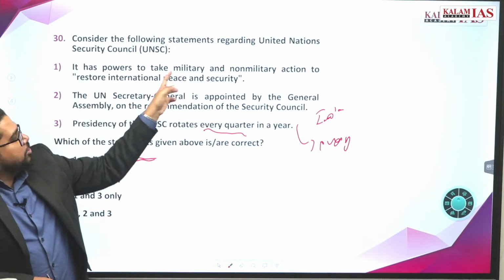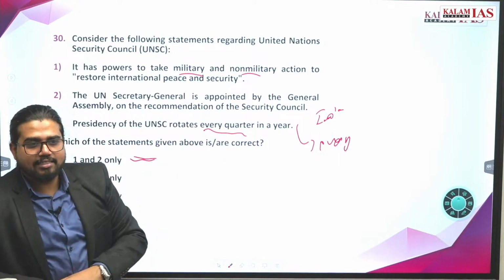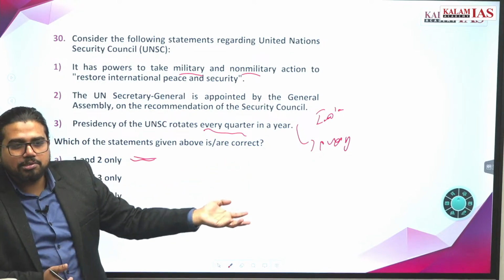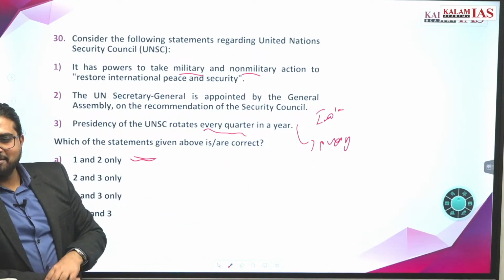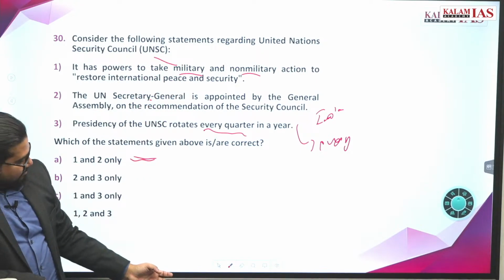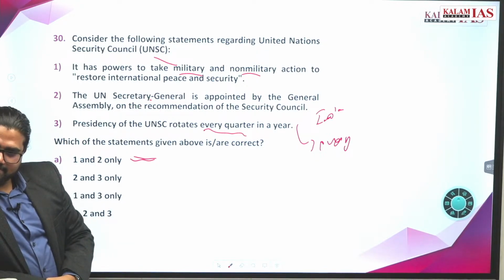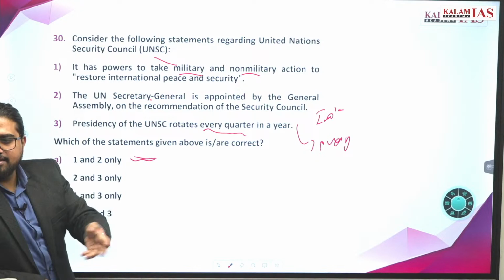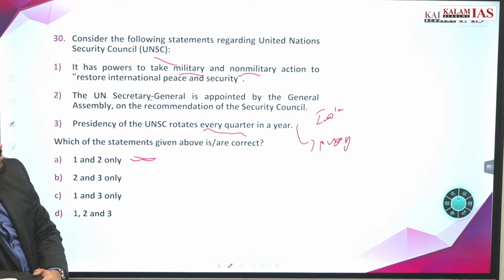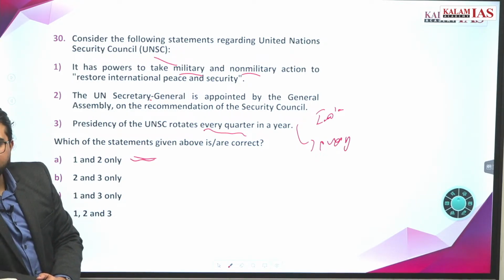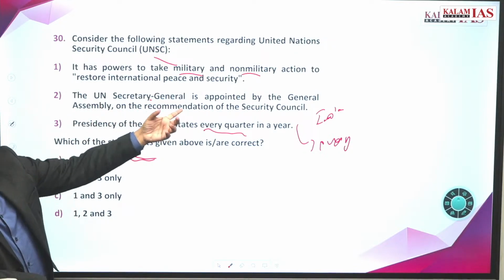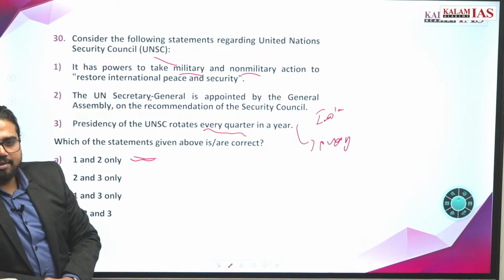Now, this is the first option also. It can take military, non-military action. This was in the news regarding Russia's attack on Ukraine. UNSC should do something there. At least credible actions, not much was there. So this was regarding that. Yes, African peacekeeping force, it is still there. India is sending a massive part to it. Yes, women forces are also being sent. What is this? UN Secretary General appointed. This is also a very factual, straightforward statement.